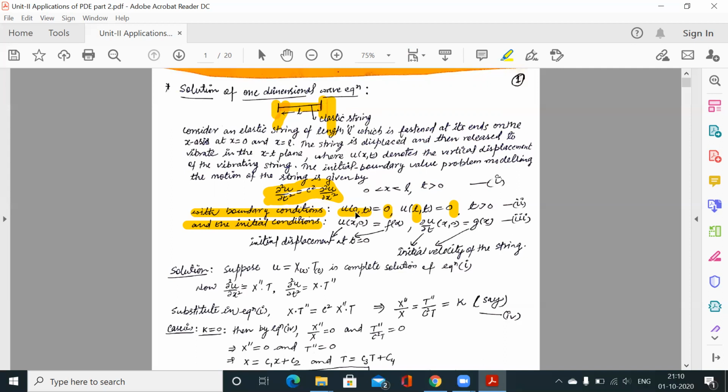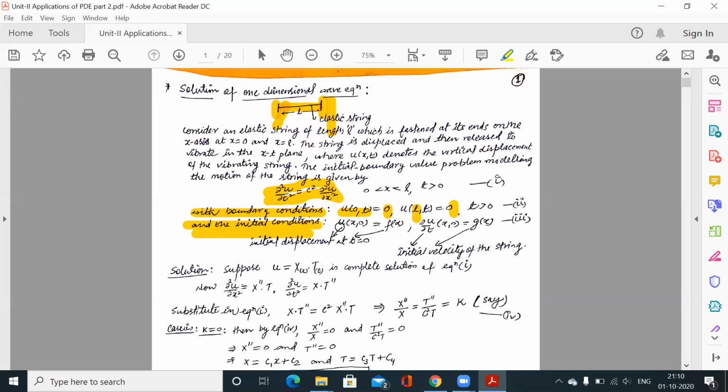At x is equal to 0, u is 0. At x is equal to L, u is 0. These are boundary conditions. So whenever we solve this equation, we get one solution, and in that solution we have to apply these boundary conditions. Similarly, we have initial conditions also.